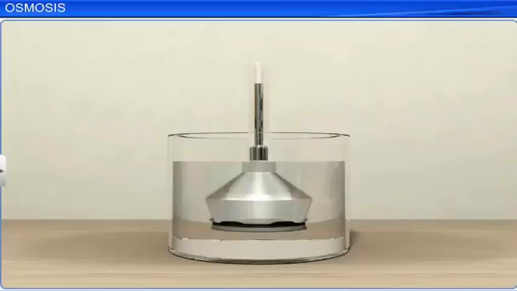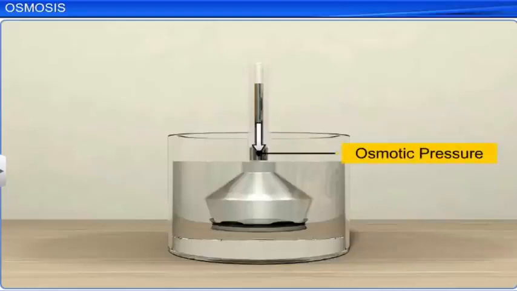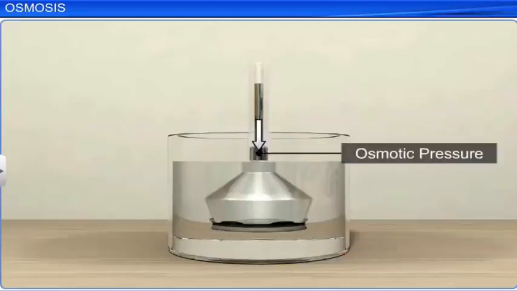Now we can apply external pressure to the upper part of the funnel so that no water diffuses from beaker to funnel through the membrane. This external pressure, required to prevent the water from diffusing, is known as osmotic pressure. Osmotic pressure is a function of solute concentration. The higher the solute concentration, the more is the diffusion of water. Therefore, more osmotic pressure will be required to stop the entry of water molecules into the solution.